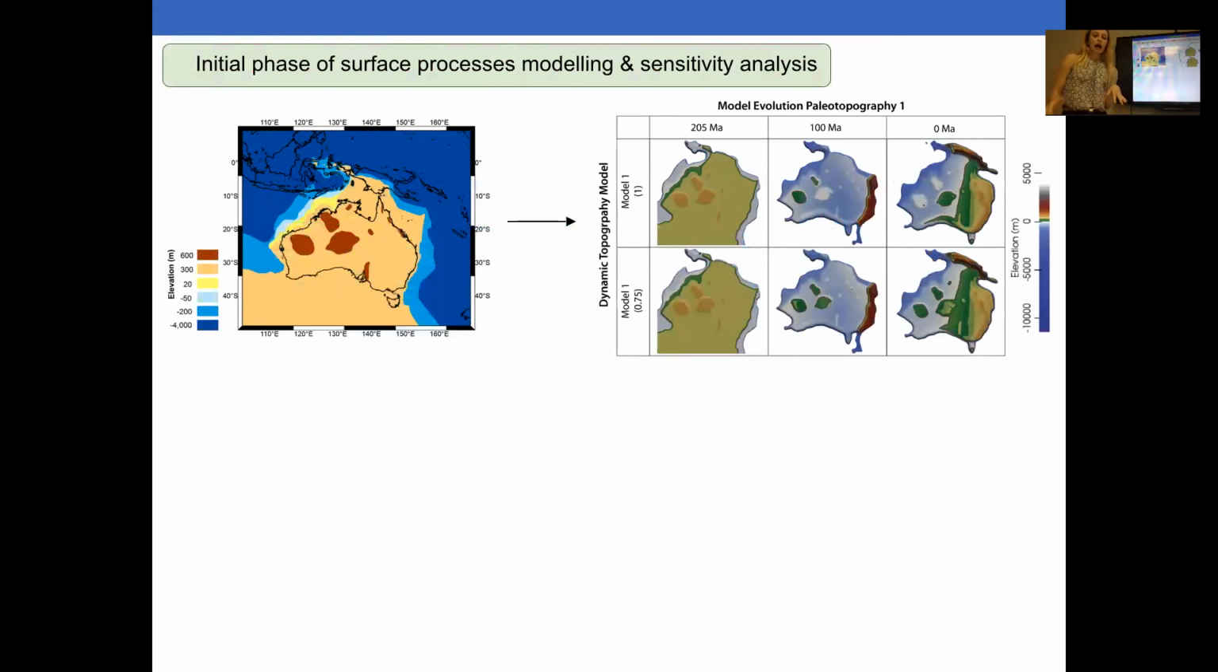So these are our initial models we were working with. Using this initial topography, we came up with these model outputs here. The two rows indicate two different scalings of the dynamic topography amplitudes, which I mentioned earlier. However, in all cases, at each time step, the model performs very poorly. At 100 Ma, we can see that almost the entire continent is inundated, as seen in the blue. And then at 0 Ma, the models look nothing like Australia.